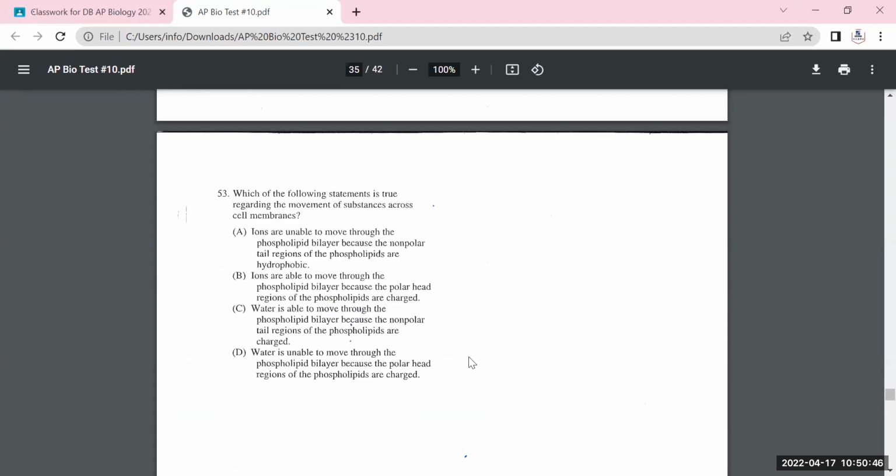Okay, 53. Which of the following statements is true regarding the movement of substances across cell membranes? Right. Ions are unable to move through the phospholipid bilayer because nonpolar tail regions of the phospholipids are hydrophobic. Yes, that is correct. Remember your phospholipid bilayer, hydrophobic, hydrophilic parts as a result, right? Only small nonpolar things, right, can kind of diffuse across your cell membrane.